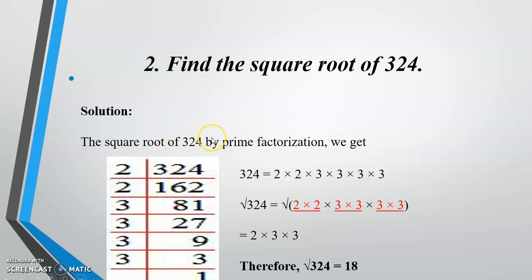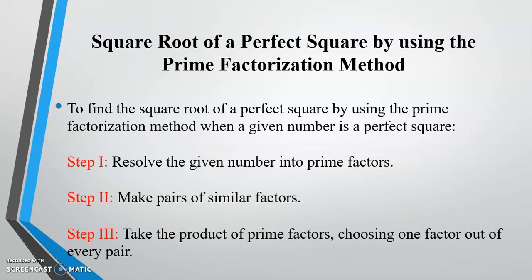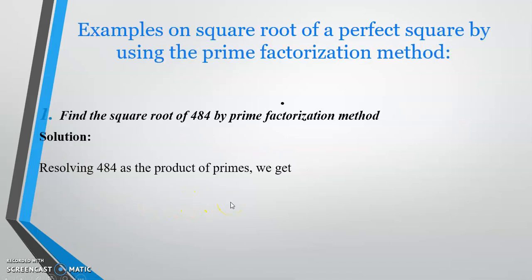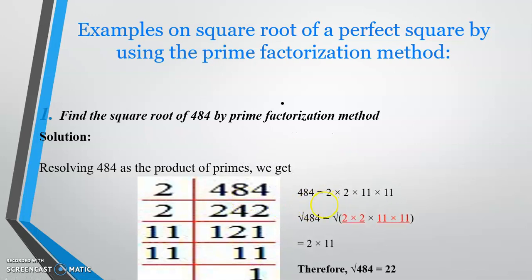Now, like I said earlier, this is when we have a large number. Let's go back to some of the steps again. First step, resolve the number into prime factors. Second step, make pairs of similar factors, like we did here. What are our similar factors here? 2 times 2 are similar factors, so we pick one. 11 times 11 is a pair. Pick out one of the pairs. That is why this is 2 times 11, 22.